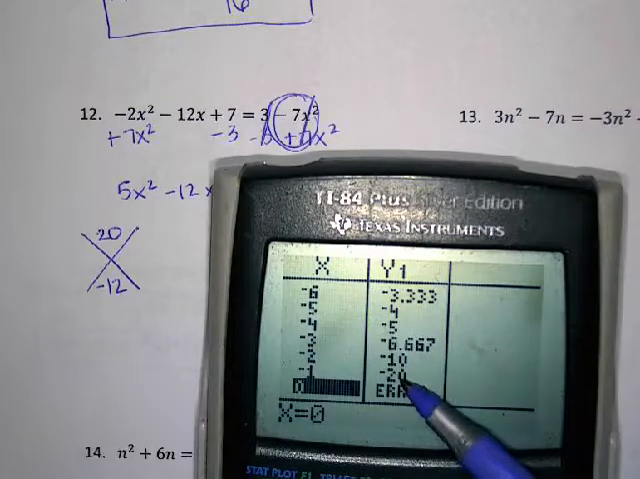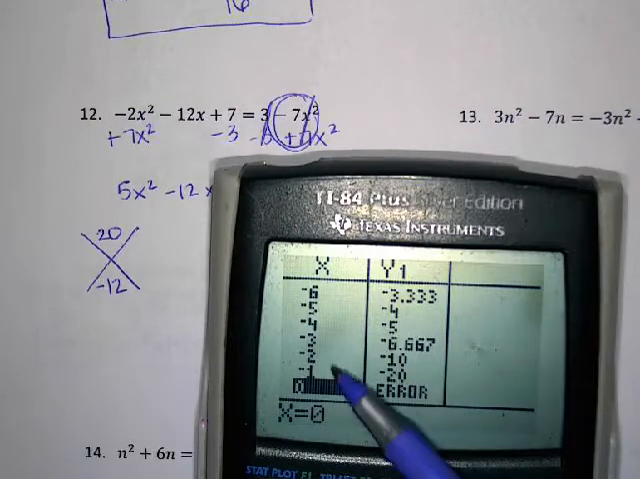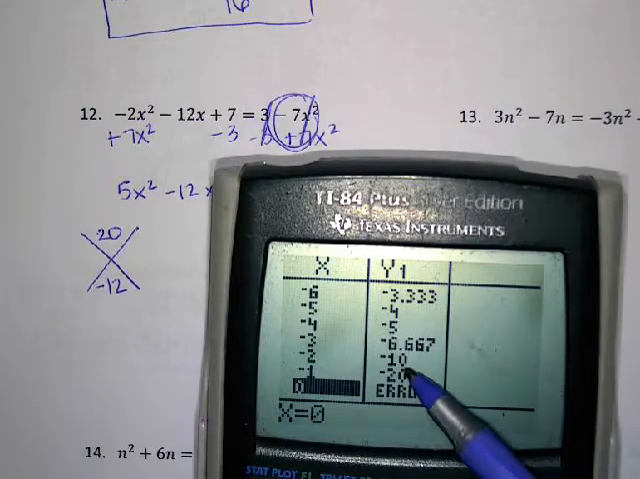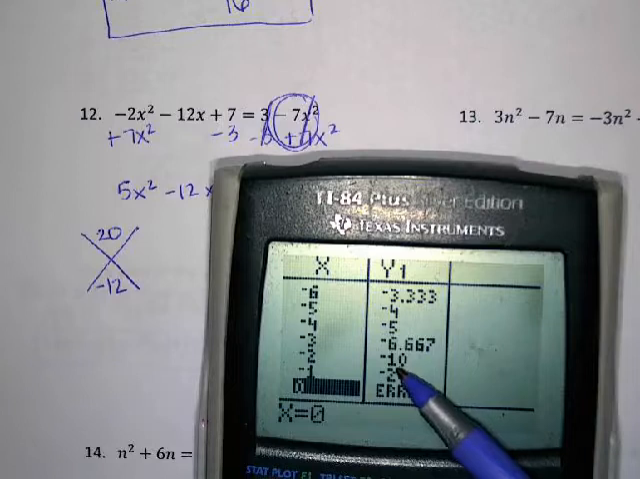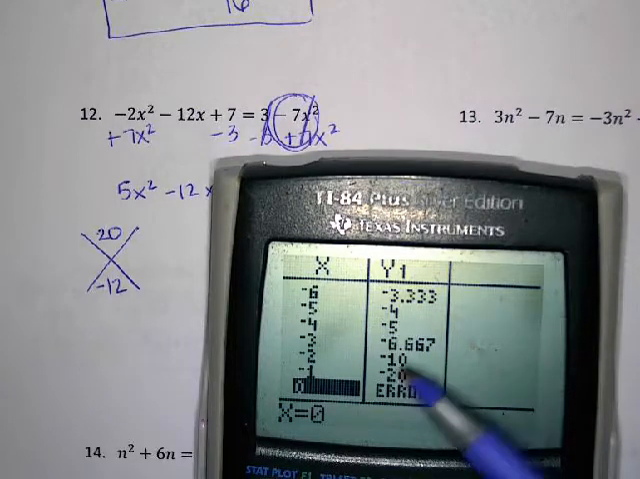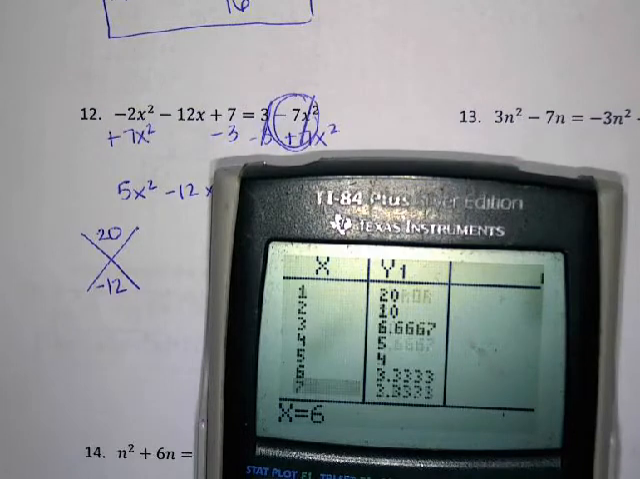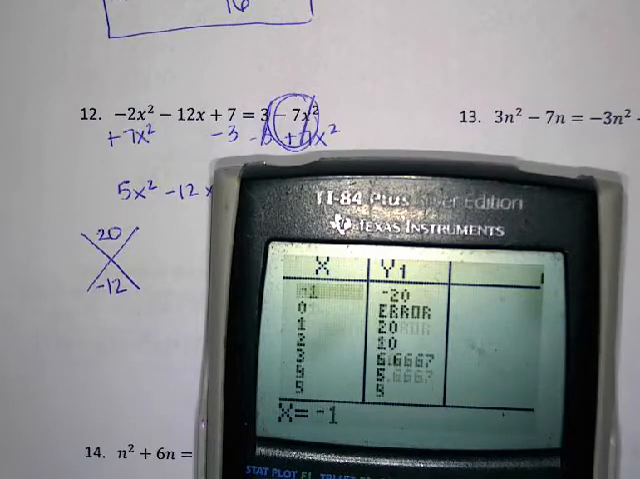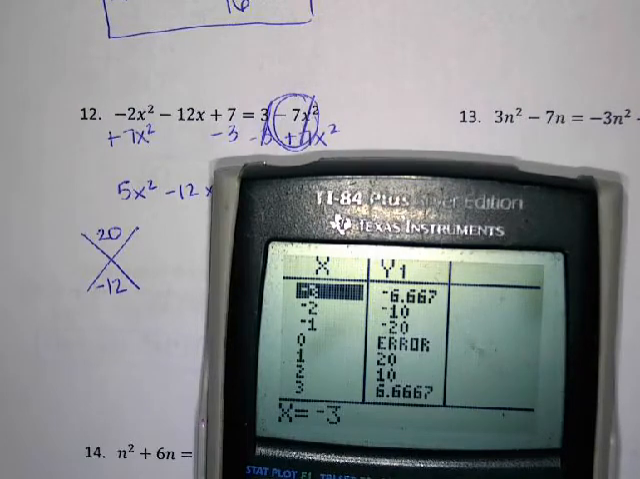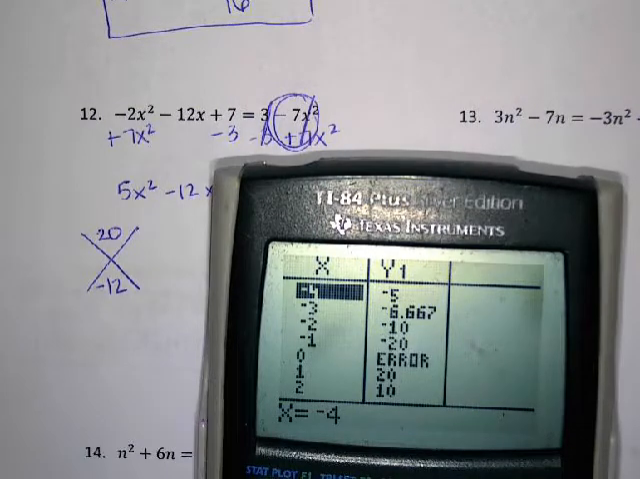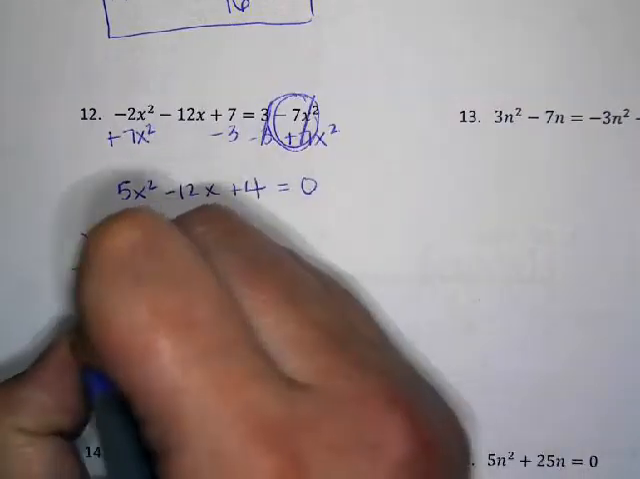Where'd you get the negative from? I scrolled up. So I started with this, and then I scrolled because I knew I needed the negative answers. So in the parentheses, x minus 2, x minus 10.